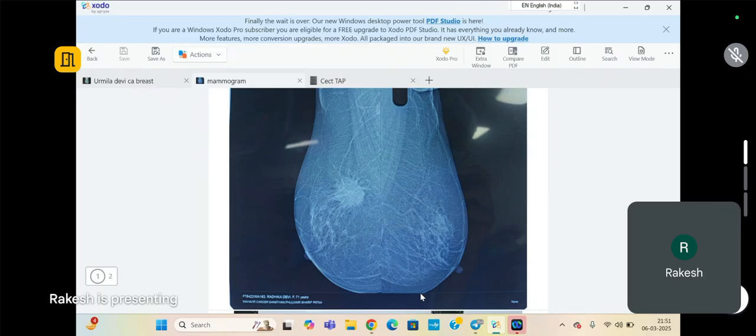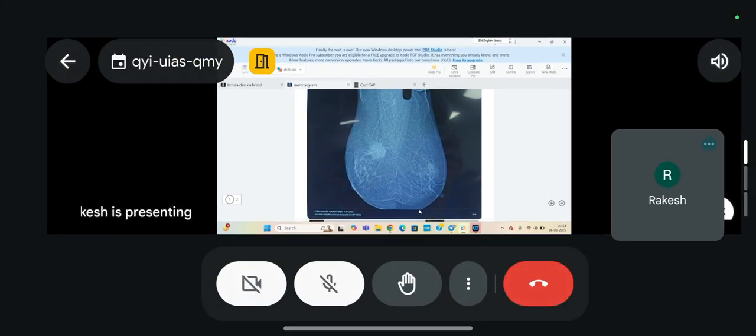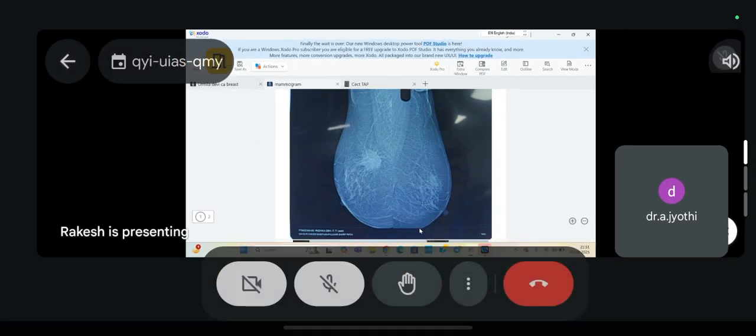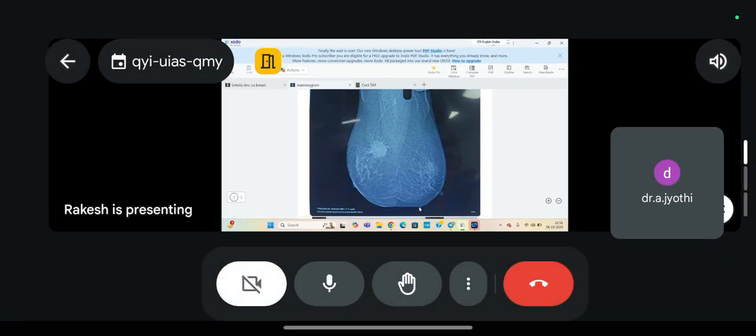Pleomorphic LCIS. Discordance with clinical and imaging, clinical and histopathological. 5 are over. Yes, sir. I think there are this much only, ma'am. 4 are there in the table. More are there. I think there are 6. Okay, if I'm not mistaken.